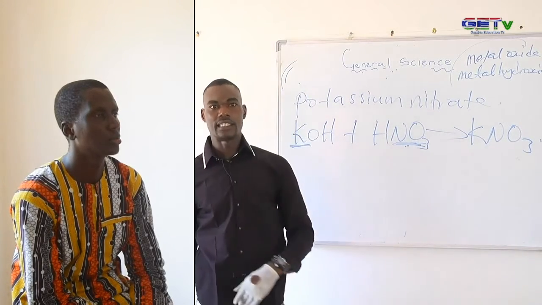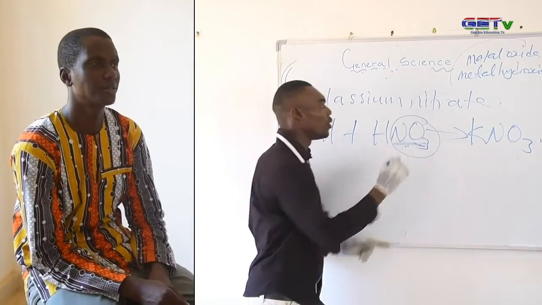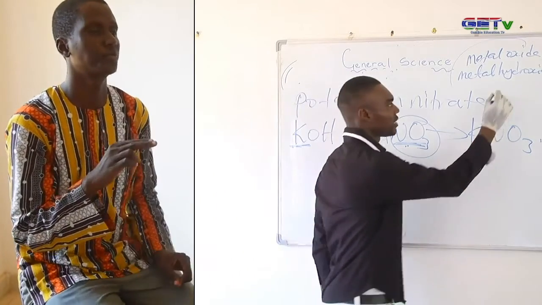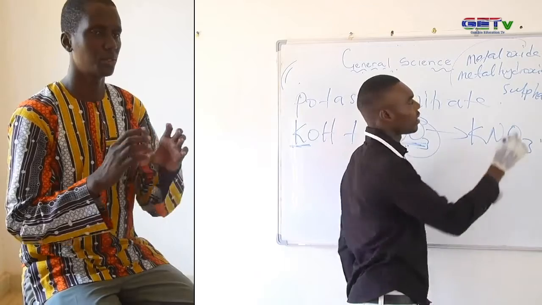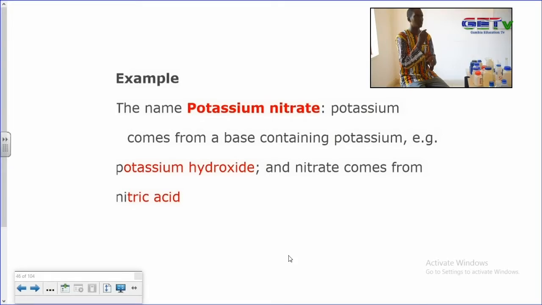Now, the nitrate comes from the nitric acid. Always remember that nitrate will always come from nitric acid. Sulfate will always come from sulfuric acid. Carbonate will always come from carbonic acid. Please try to remember that. Okay? All right.